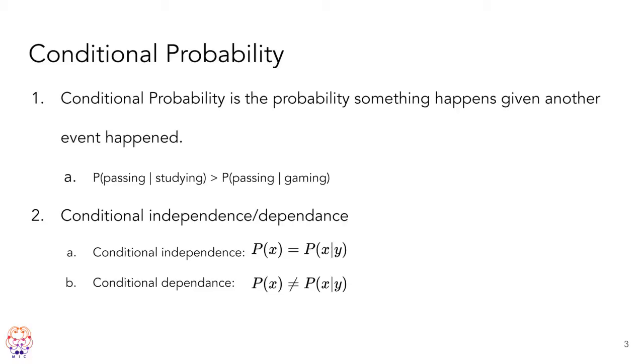Background. First off, we're going to start with basic probability, and particularly conditional probability. Conditional probability is the probability that something happens given that another event happened. One simple example is: what's the probability that you pass given that you studied before, or the probability that you pass given you were gaming before? Well, most people would agree the first one is greater than the second one.